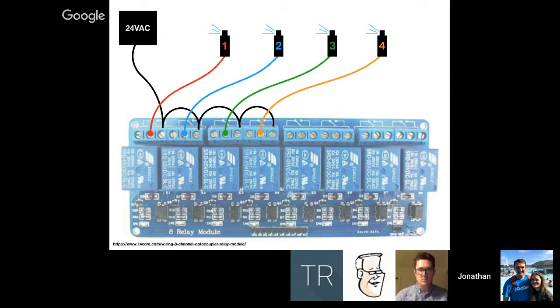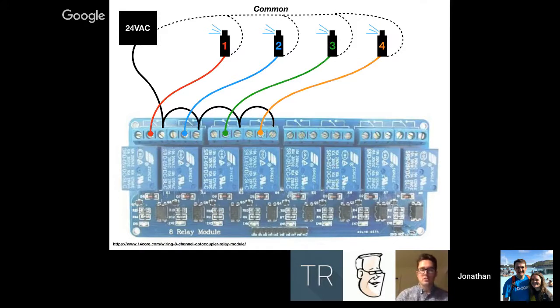And then from this common line in the middle, these lines go out to the sprinklers. But the sprinklers themselves also have this common line that comes all the way back to the 24 volt AC. So it completes this whole circle flow of power. And all you're doing in the relay is making a cut point in that line to control when you want power to it and when you want to cut the power to it.